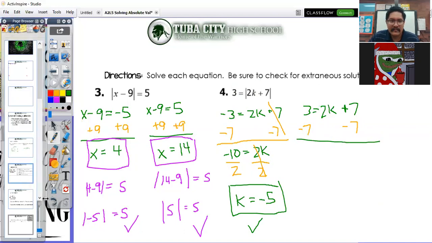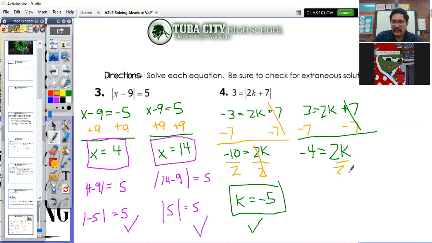But shouldn't be nothing you can't handle. All right, so let me go ahead and cancel this 7, because I want that k by itself. So negative 4 equals 2k. And I still got to get that k by itself. So still divide both sides by 2.